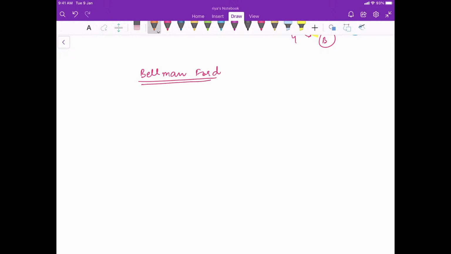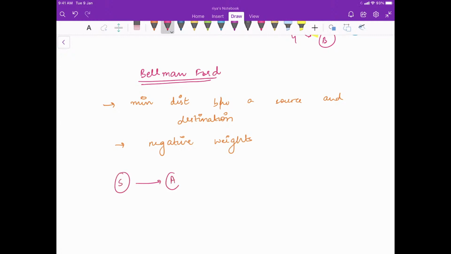Here again the use case is same, that we can find the minimum distance between a source and destination, right? We can find the minimum distance between the source and destination, and it allows us to have negative weights, right? So this allows us to have negative weights also. अब जो underlying idea है ना behind Bellman-Ford's algorithm, it is something like this. Right, so this is the algorithm that we know.